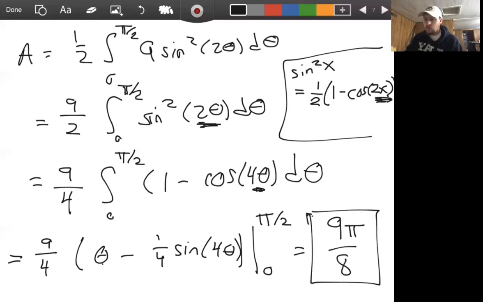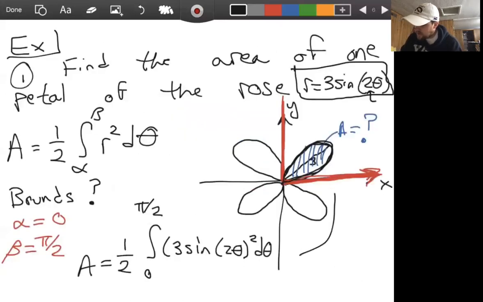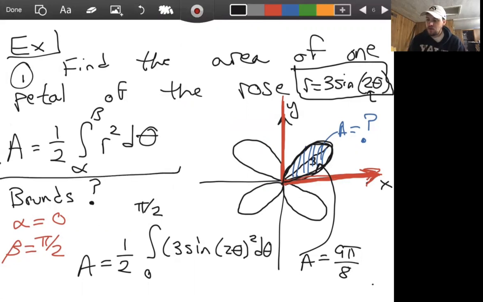And so we've now used this formula in an explicit example to learn that the area of one petal of this function was 9 pi over 8. And so here's an example of just how we can directly use this formula. You just take what the function is, you determine what your bounds should be, and you integrate, and you're good to go.